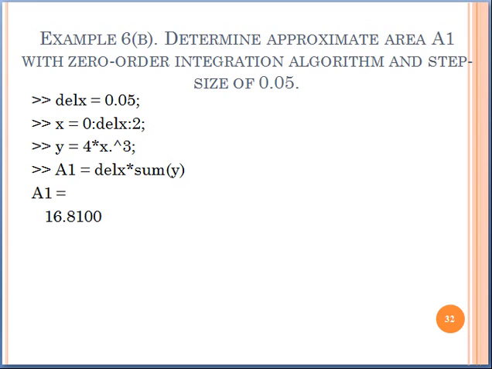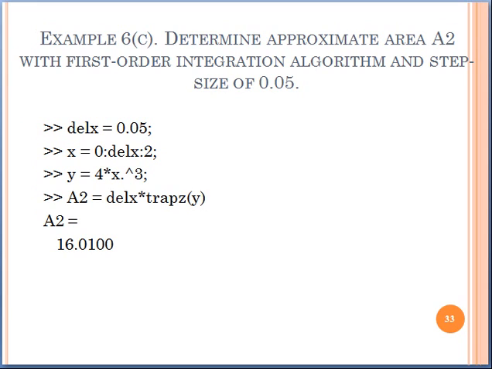Now for the function area A1, for integration we have to give the command A1 equal to del x into sum of y. As we are using the zero order integration, so we are using sum of y, and you will get the answer 16.81, that is approximately equal to 16.